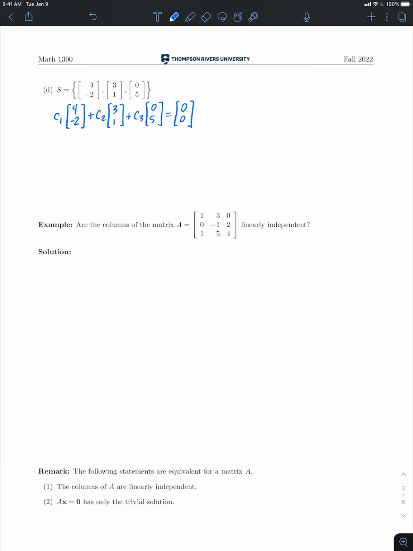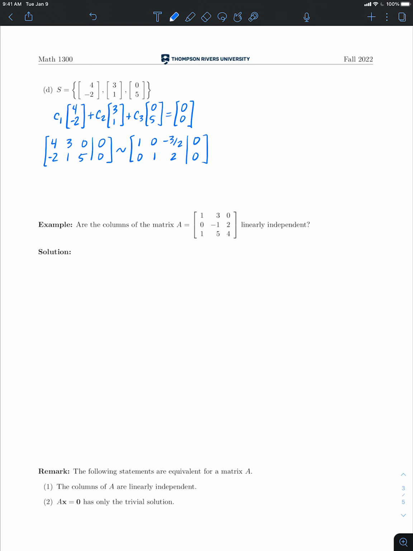Now, what's that going to lead to? That's going to lead to the following augmented matrix. And then when you find the reduced row echelon form of that matrix, what you're going to get is the following. You'll get 1, 0, negative 3 halves, 0, and then 0, 1, 2, 0. This is just what you'll end up with.